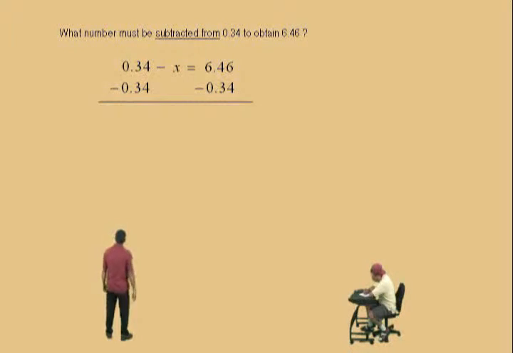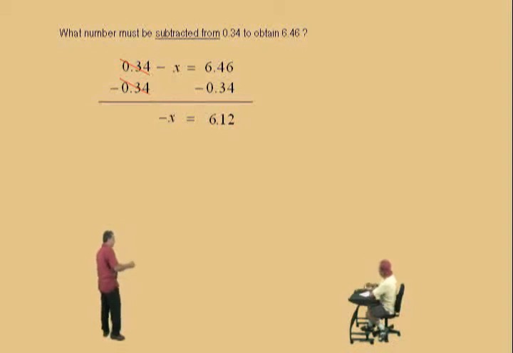0.34, subtract 0.34, those cancel, give you that 0, right? And on the right-hand side, we're left with what, Charlie? 6.12. Very nice. Notice it's a negative x on the left-hand side because we have that subtract x, which we're treating as a negative 1 times x. Remember that. Now, remember, we're trying to find a 1x, not a negative 1x.